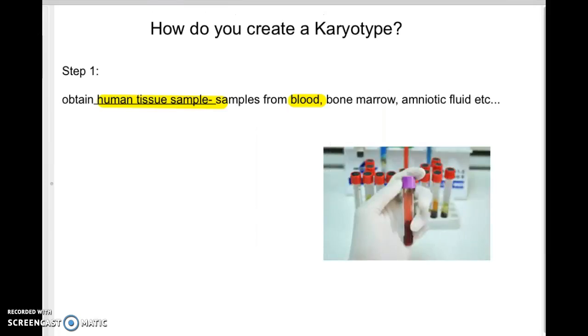All right, how do you use a karyotype? Well, first you have to obtain a tissue sample. Usually this is going to be done in utero, right? If you want to know a potential condition that your child might have, if there's something that runs in your family, you can get a sample from a lot of different places, but you essentially need to grab a somatic cell and take a look at it.